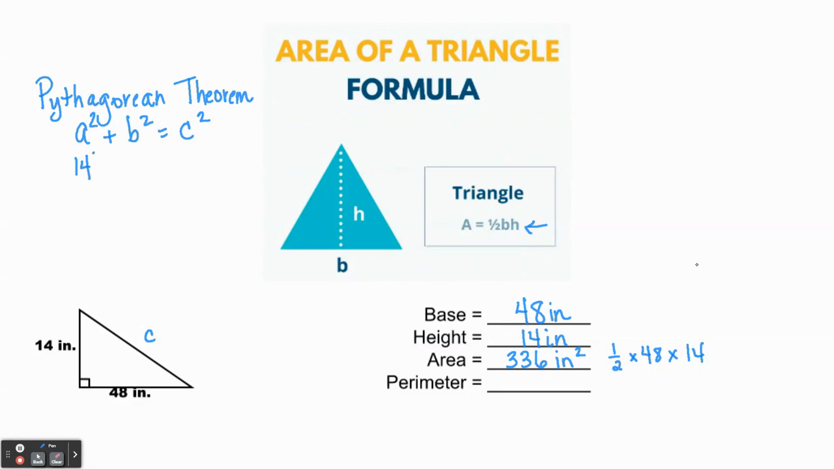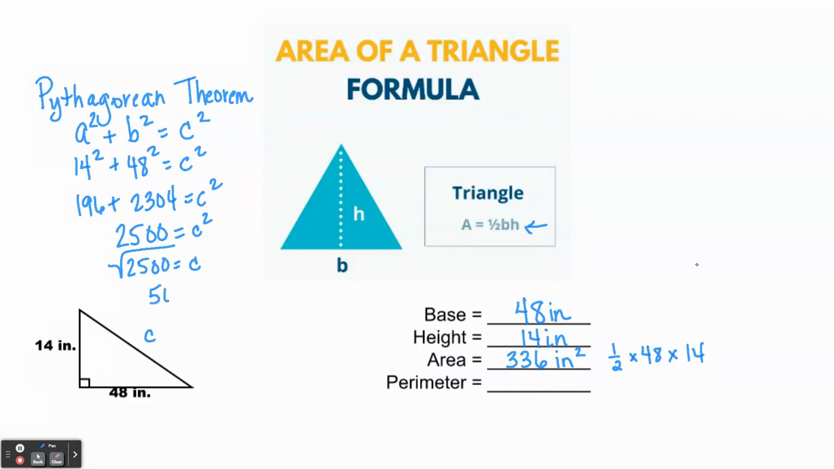So I'm going to let A be 14. I'm going to let B be 48. So 14 to the second power gives me 196. And then 48 to the second power gives me 2,304. So if I add those together, I get 2,500, which if we take the square root of both sides, the square root of that 2,500, of course, we'll get 50. So my missing side here is 50 inches.